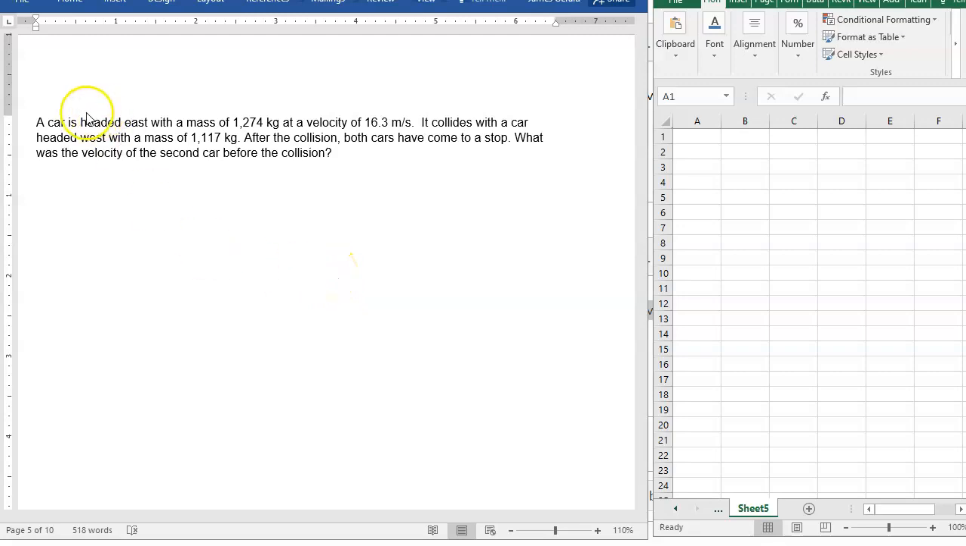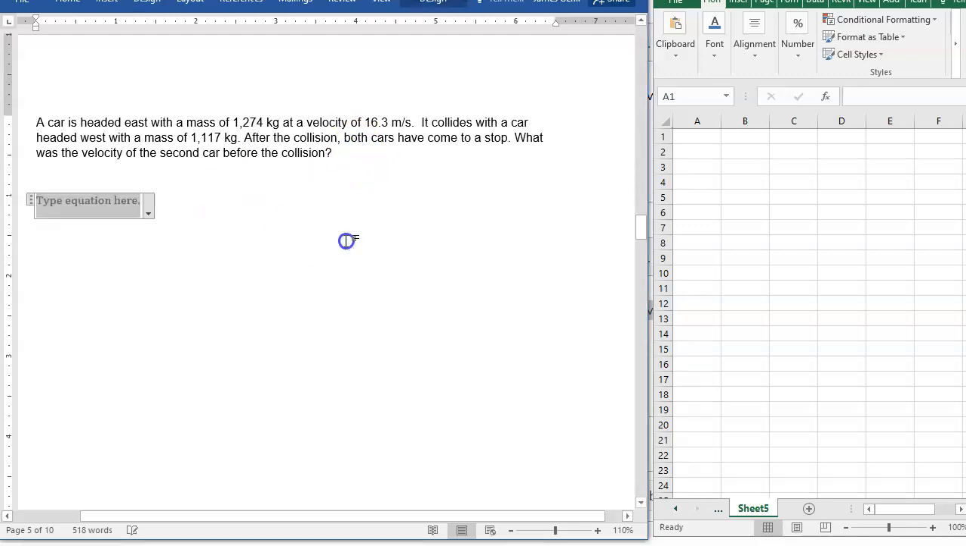So here we have a car headed east and another car headed west. We know the masses of both cars, but all we know is the velocity of the car headed east. We don't know the velocity of the car headed west. And the question is, after the collision, both cars come to a stop. So what is the velocity of the second car before the collision?